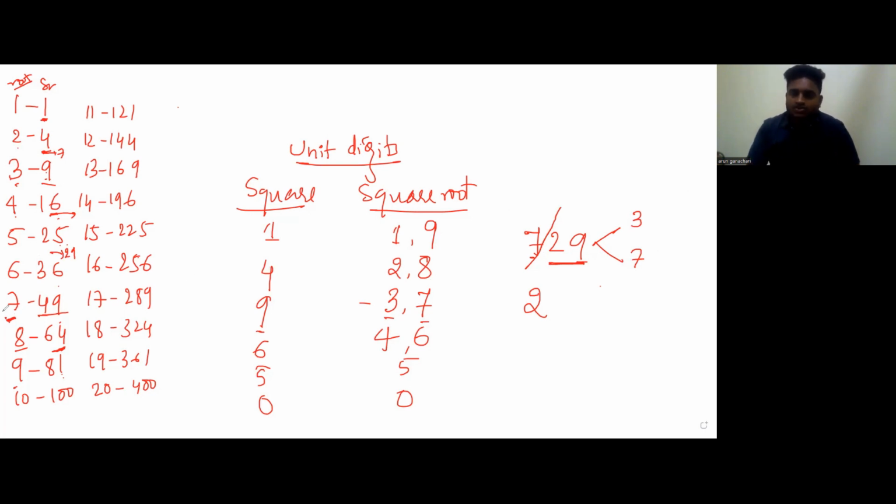Now we have to check whether it is closer to the number below or closer to the number above. 29 is in between 25 and 36. So is it closer to 25 or is it closer to 36?